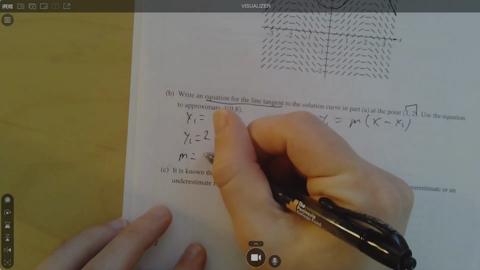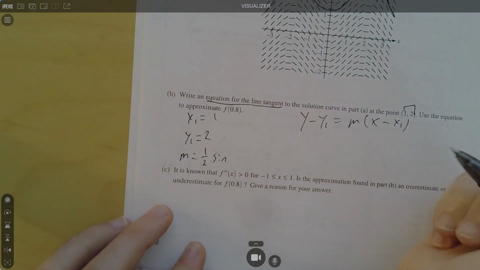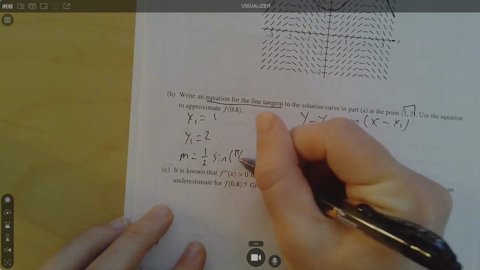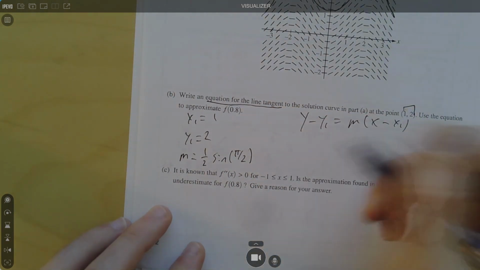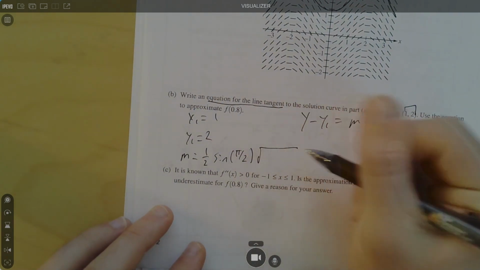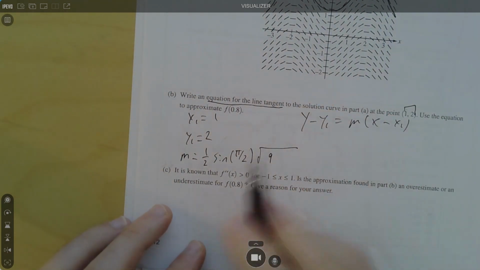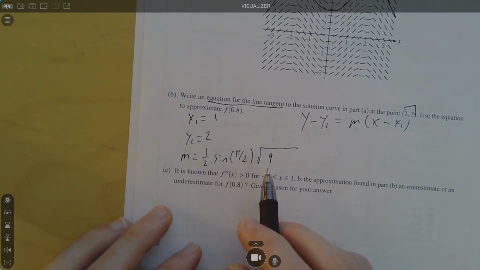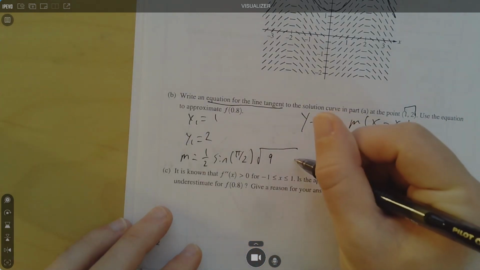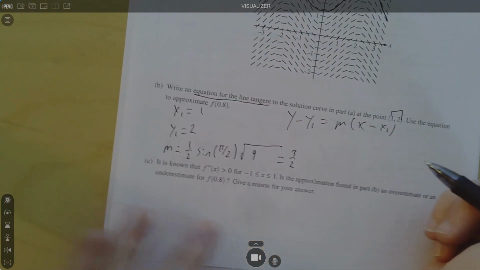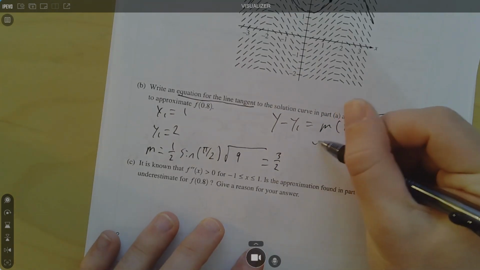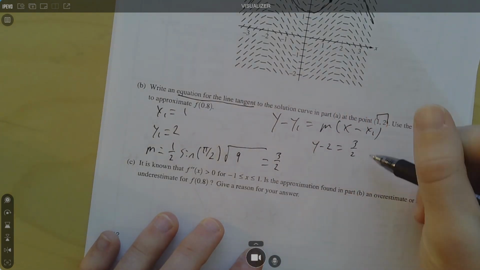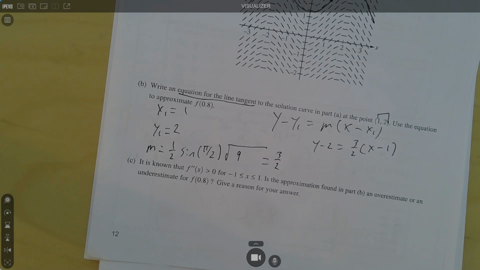So I'm going to get 1/2 sine(pi/2 times 1), because x is 1, times root 9, because 2 plus 7 is 9. Now sine(pi/2) is 1, so this is 1 times 3, which is 3, and then times 1/2, we have 3 over 2. m is 3 over 2. I'm going to plug everything into the formula: y minus 2 equals 3/2 (x minus 1). Okay, that's 1 point right there.